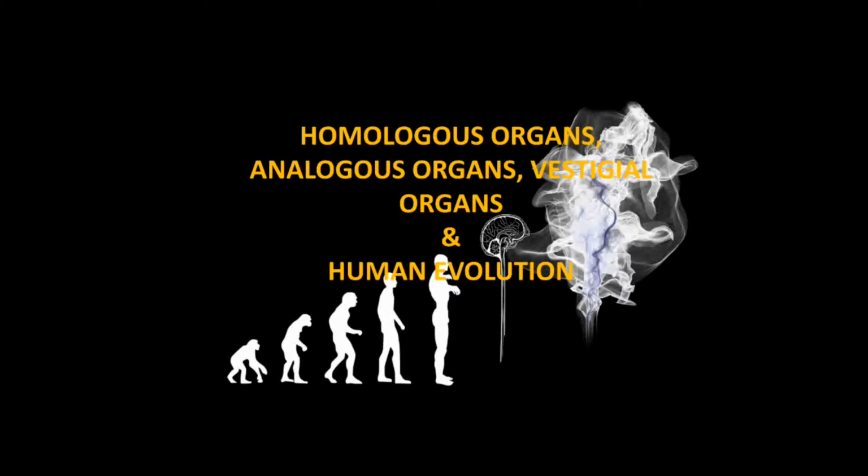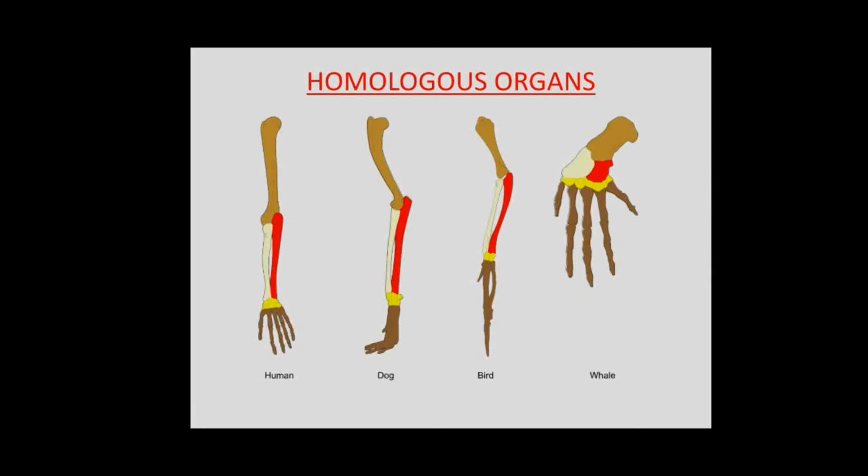Today we are discussing a few topics. They are homologous organs, analogous organs, vestigial organs, and a separate topic, human evolution. Let's start with homologous organs. Homologous organs are those whose structure and origin are the same but whose function is different. The examples are the forelimb of human, forelimb of dog, bird's wing, and flipper of whale.